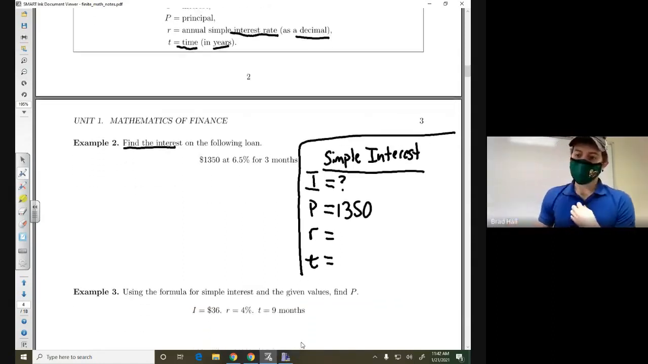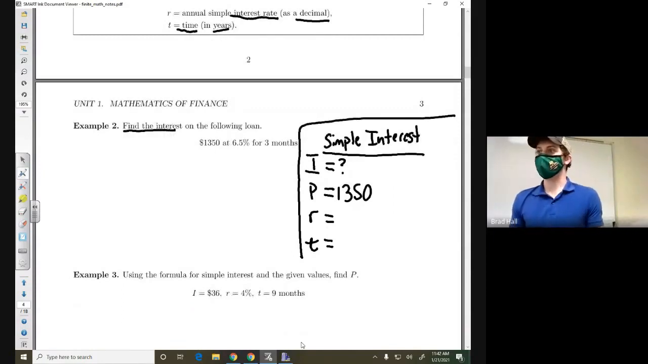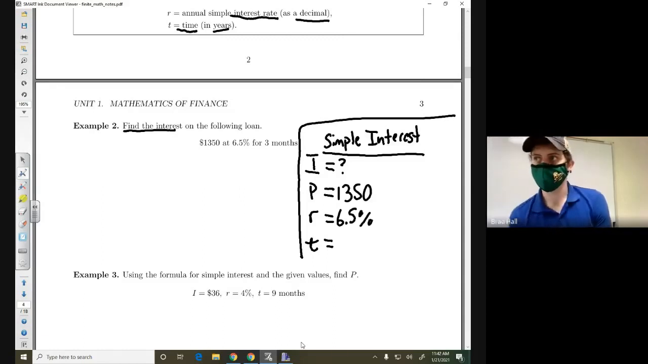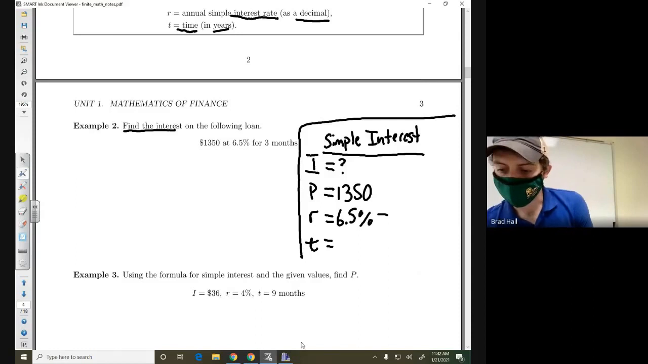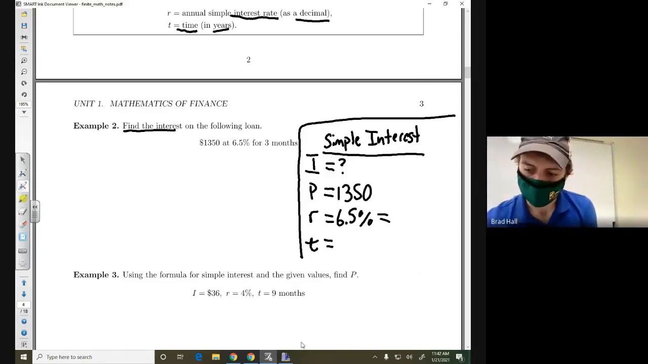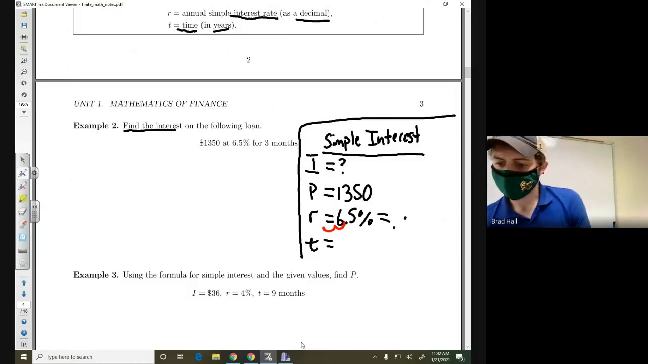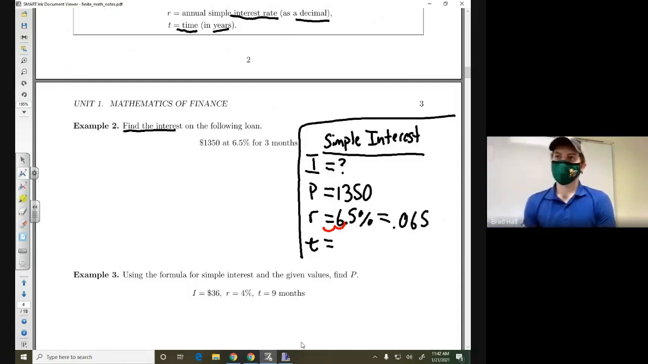And this is at 6.5%. Naturally, that's a rate. So I'm going to put 6.5% down, but I have to remember that I'm not going to use 6.5 in my formula. Instead, I'm going to bump the decimal place over 2 places to the left and convert it to its decimal form, or divide the number by 100. So 0.065. I just go ahead and do the conversion over here while I'm at it.